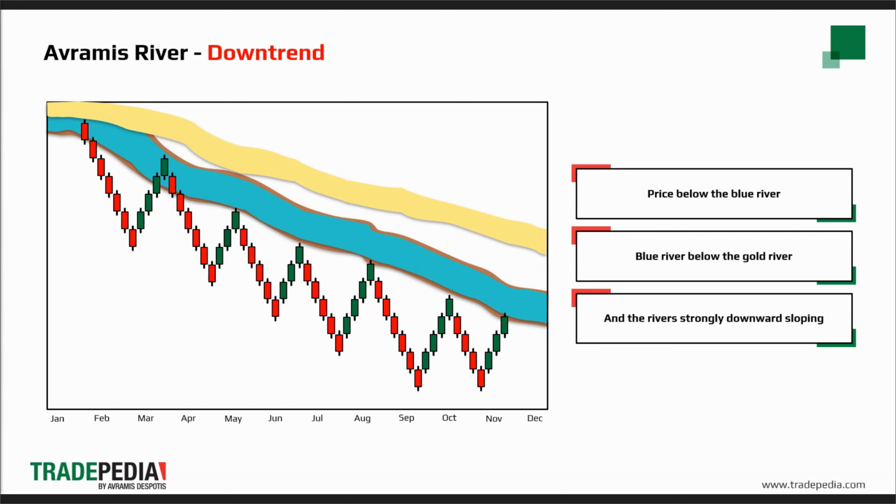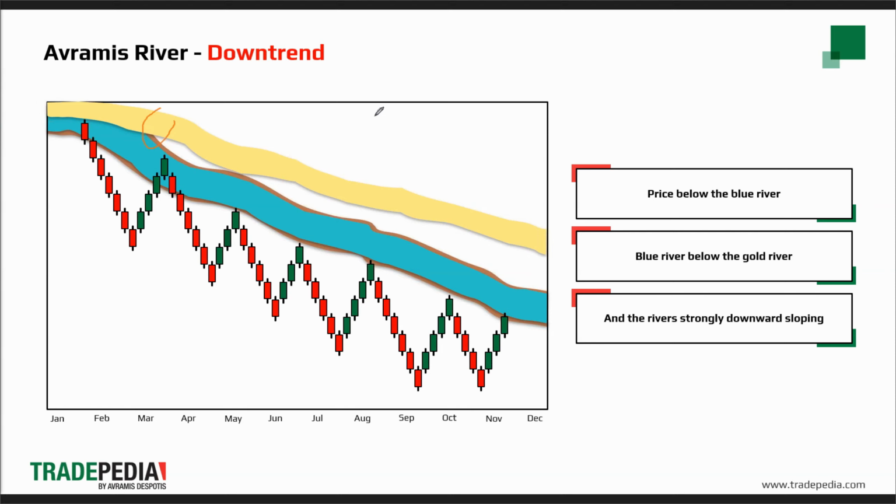So for a downtrend, it's priced below the blue river, right? Blue river below the gold river. Okay, so this is a clear downtrend, right? You can see there's a crossover. So probably at first there's an uptrend before this, and then, as I said, it's like the Ichimoku cloud indicator.